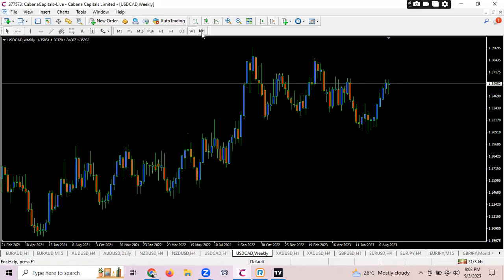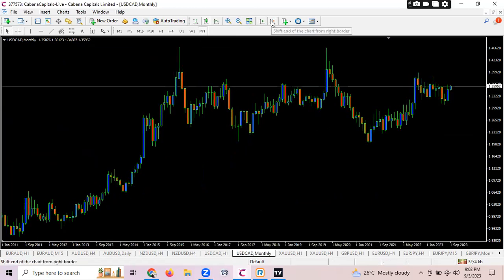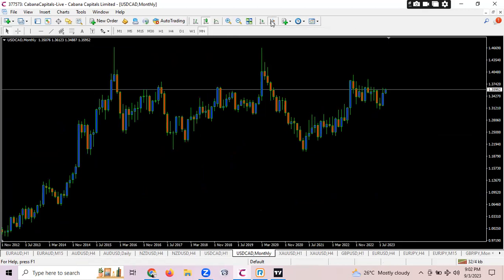Let's start with the monthly time frame. You can see what we have on the monthly time frame. USD CAD is bullish. Now, this bullish move, all they want to do is hunt for the stop losses at this equal high. So this could be their target on USD CAD.